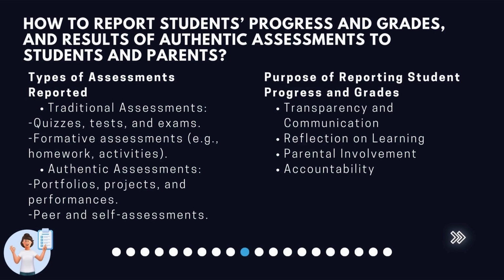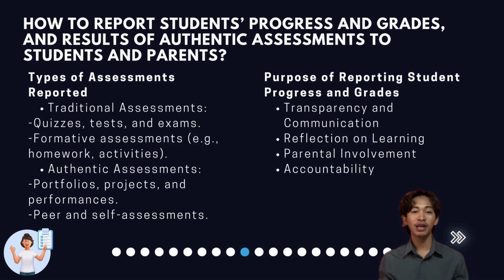The third one is parental involvement. Regular updates to parents allow them to actively participate in their child's education and provide necessary support. And lastly is accountability. Regular reporting ensures that all stakeholders are aware of academic progress and helps hold both the students and teachers accountable for learning outcomes.